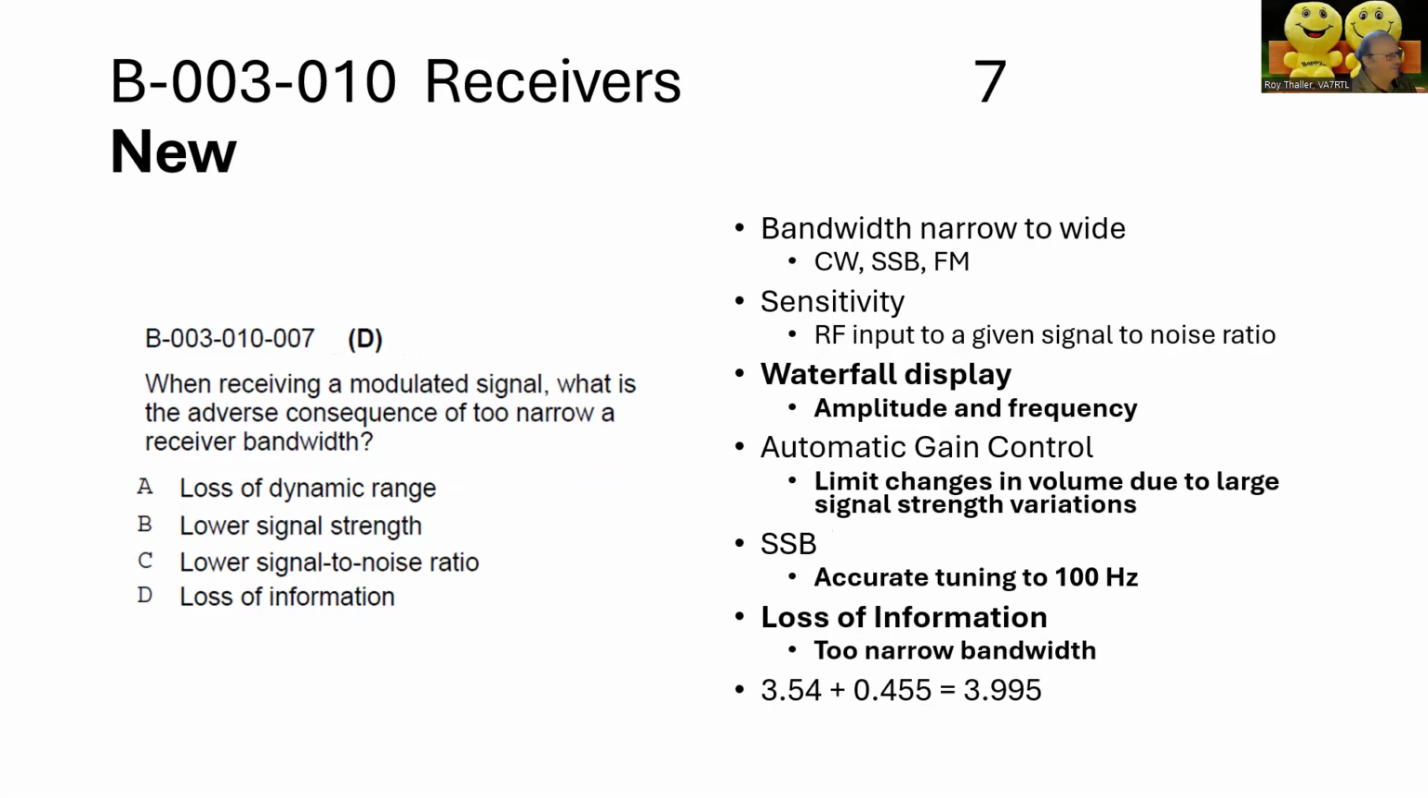Here's a new question. When receiving a modulated signal, what is the adverse consequence of too narrow a receiver bandwidth? If your filter is set too small, then you're going to lose some of that information from the signal. So D is the correct answer.